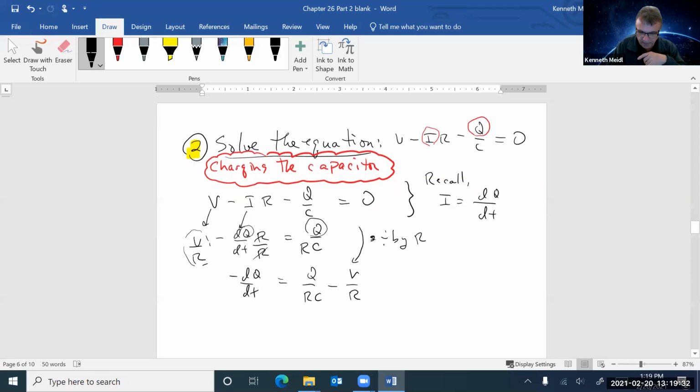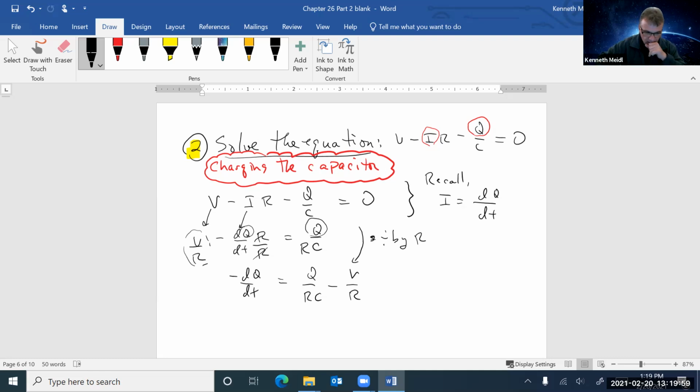And once again, the only thing that's really at my disposal right now with the level of math that most of you have is to try to get my differentials and separate them. That is a separable differential equation. And then I could integrate both sides. So there are other techniques for differential equations here, but we really only have one.